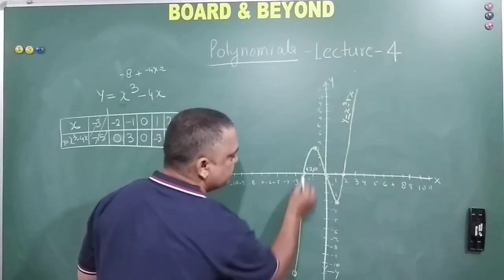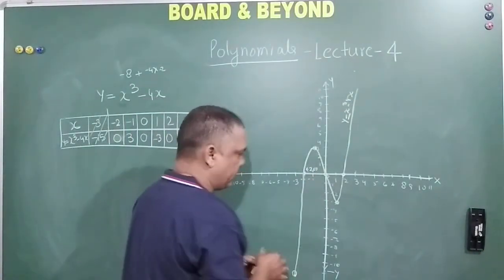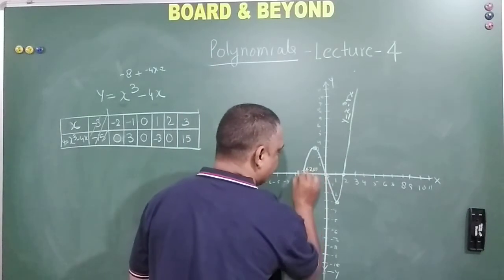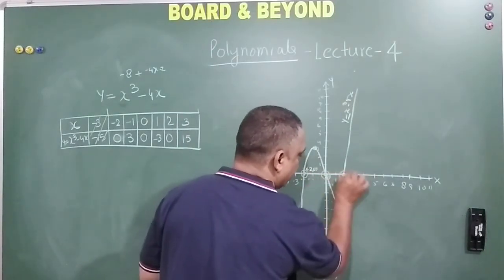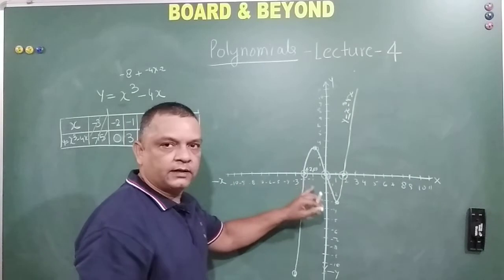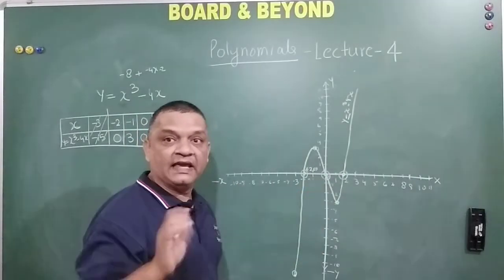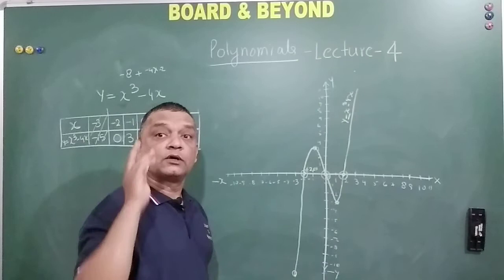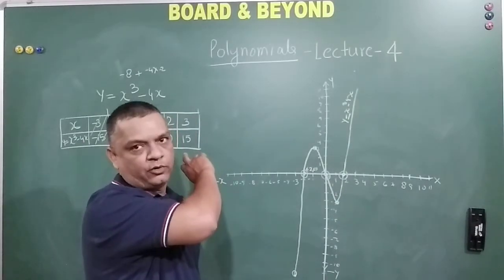right? That is this point, and this point. I will just encircle it. This point, and this point. The coordinates on these points, the x-coordinates on these points, are the roots of this cubic polynomial.